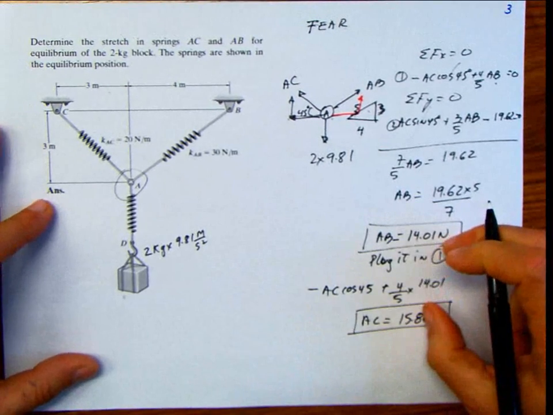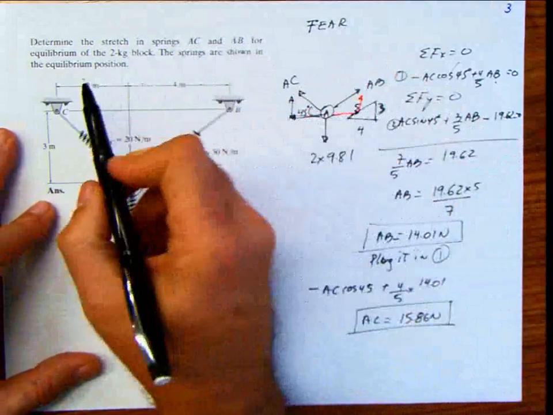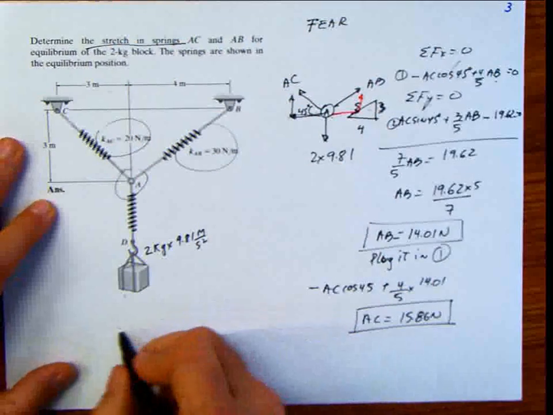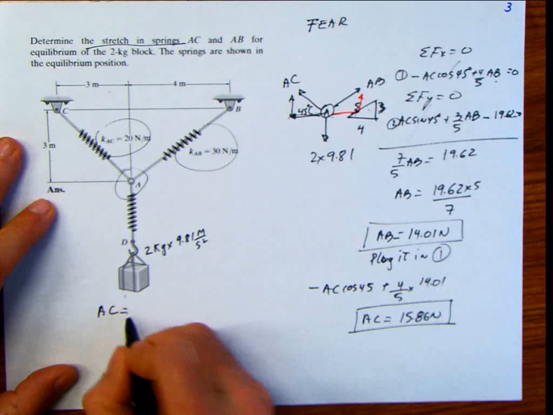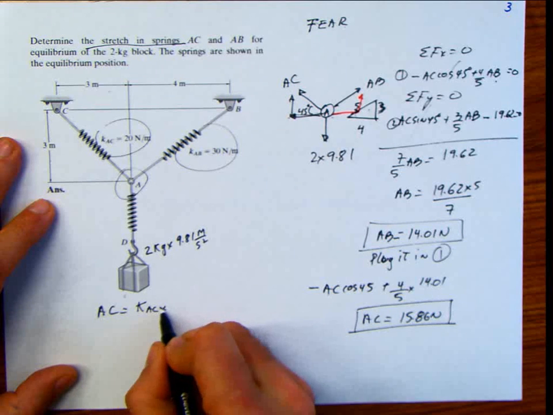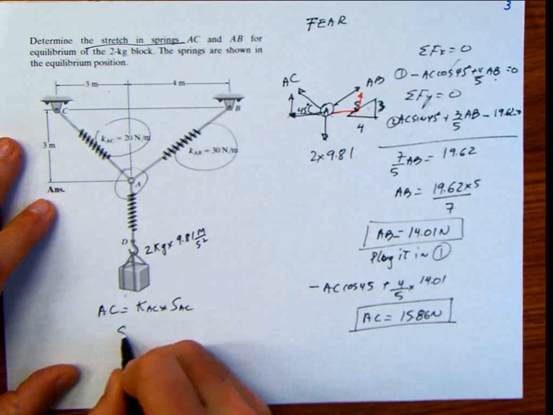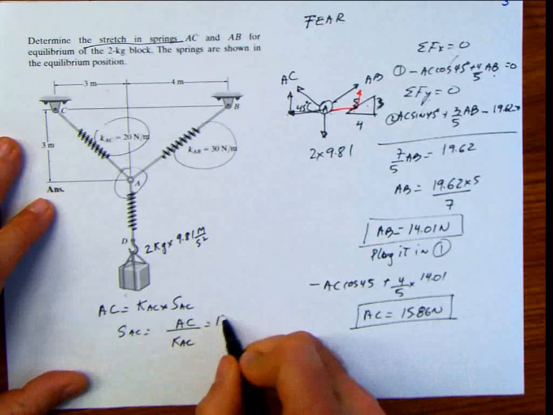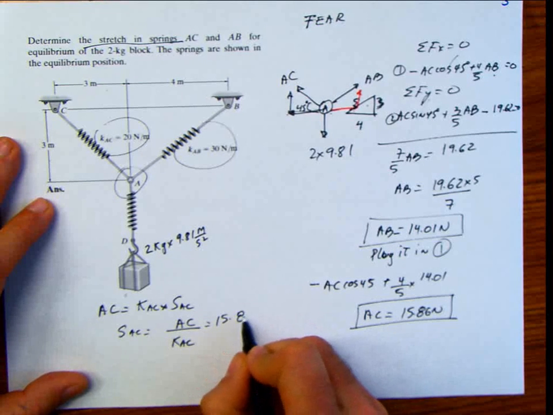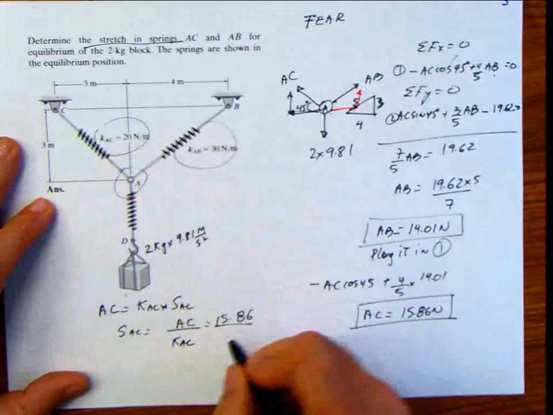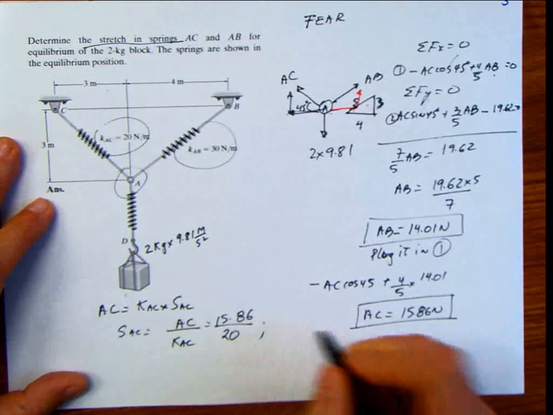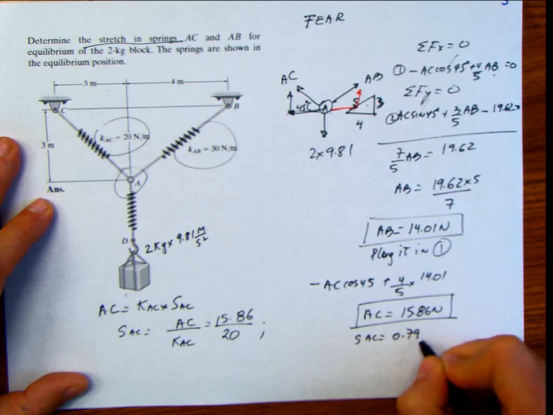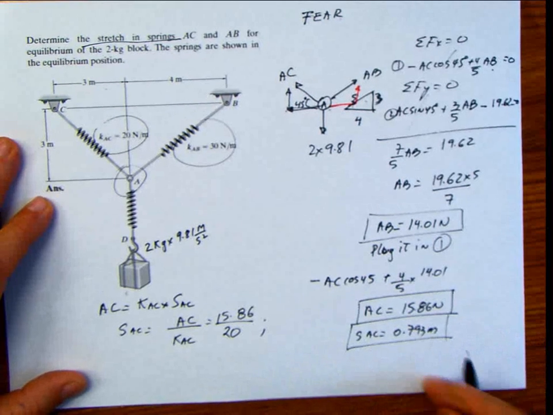Is that the result? No, but the result is there, because what we are asked to do is calculate the stretch in the springs, and we have the constant. So basically what we are going to say now is the tension AC is going to be equal to the K AC multiplied by the stretching AC. So the stretching AC is going to be the tension AC, 15.86, divided by K AC, 20, and that's going to give us the stretching for AC is going to be 0.793 meters, or you can express it in millimeters or in centimeters if you want to.